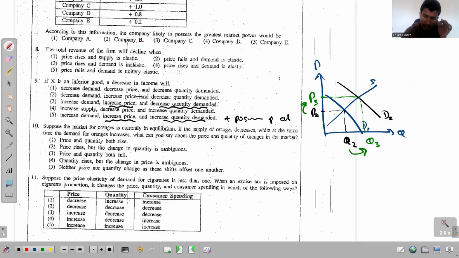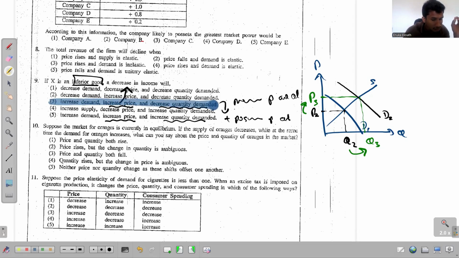So in this third one, when price increases, QD decreases, and that is the negative relationship that exists between P and QD. Therefore, if the word Giffen is not mentioned here, the most accurate answer from the given 5 options is this third one.